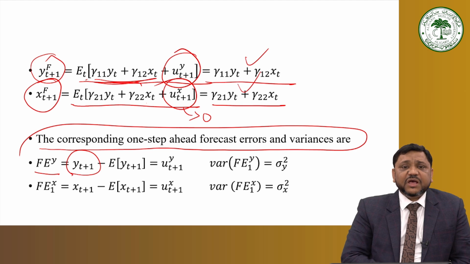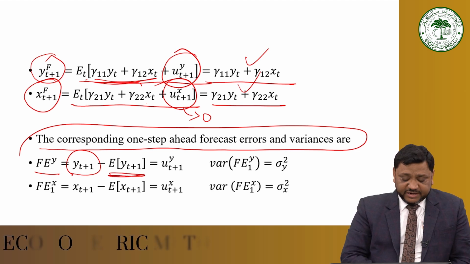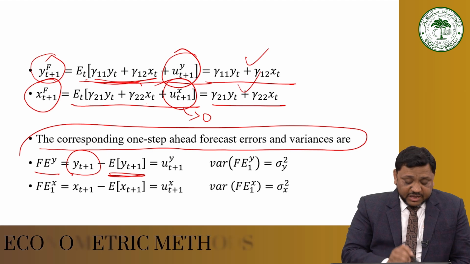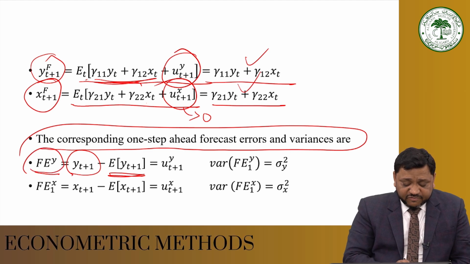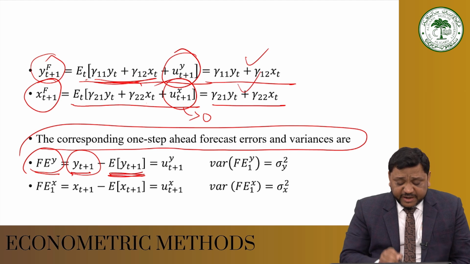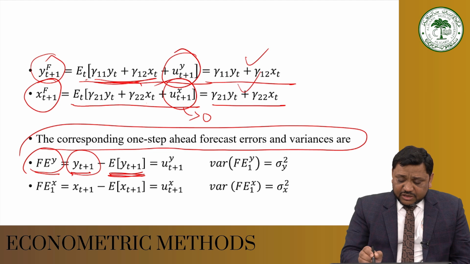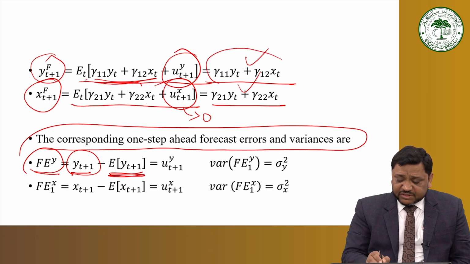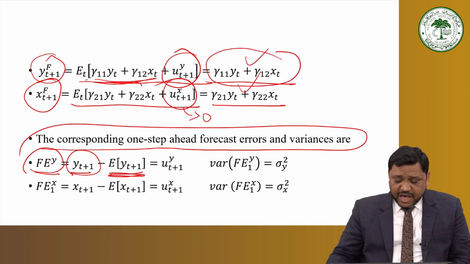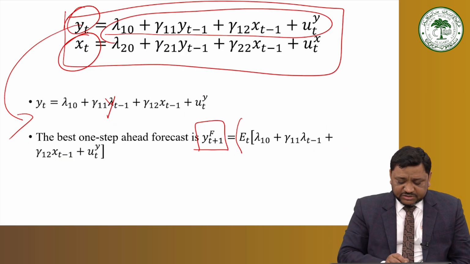The forecast error for y at t plus 1 is equal to yt plus 1 minus the expected value of yt plus 1. The difference between them is the expected value and the original value. If you see in our previous slide, this is our full term.